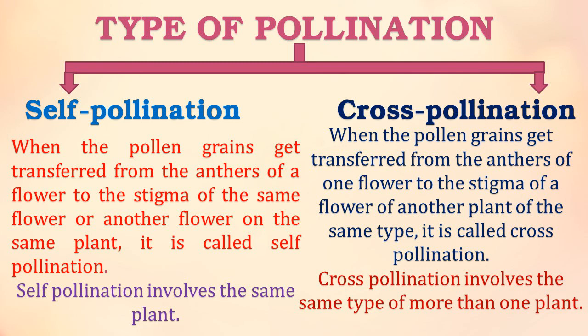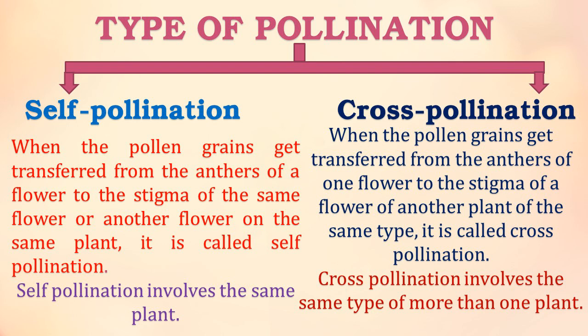According to the process of pollen grain transfer, pollination can be divided into two types. Those are self pollination and cross pollination. So what is self pollination? When the pollen grain gets transferred from the anther of a flower to the stigma of the same flower or another flower on the same plant, it is called self pollination. Self pollination involves the same plant. So if a honeybee is sitting on a flower of a plant and goes to another flower of the same plant and transfers the pollen grain, at that time we can say that it is self pollination.